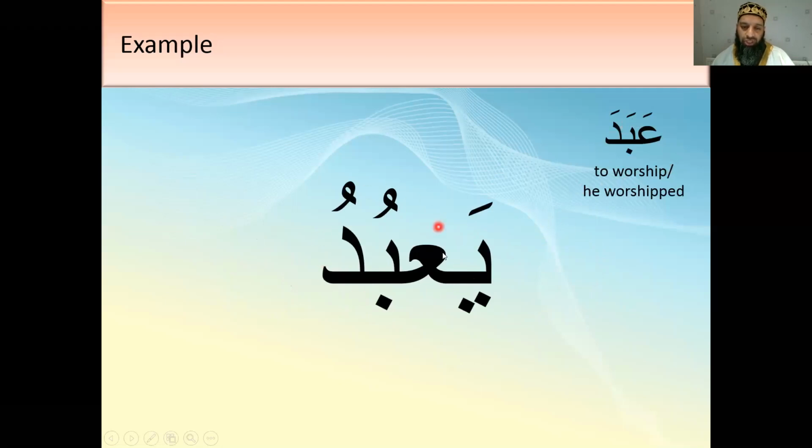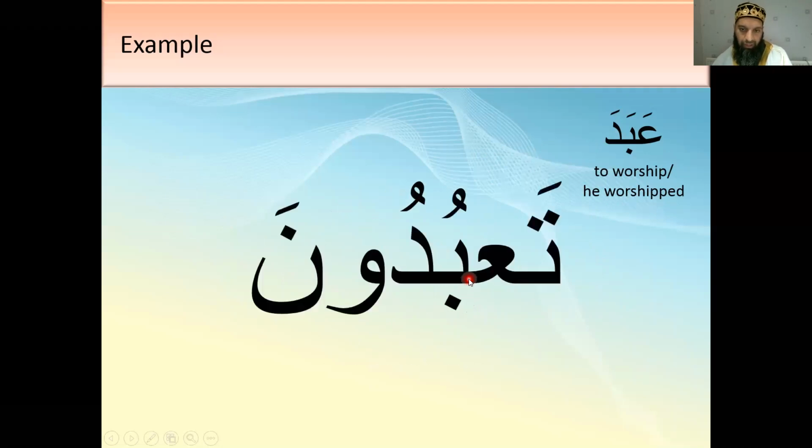Ya'budu. So abada means to worship. So ya'budu means he worships. Yep. Ta'buduna, you all worship. Ya'buduna, they all worship. Again. Ta'buduna, you all worship. Ya'buduna, they all worship. The rest of the word is the same.